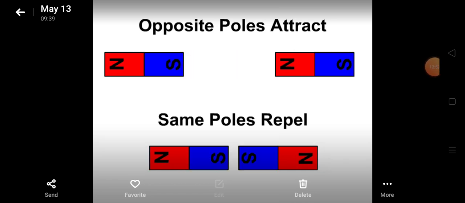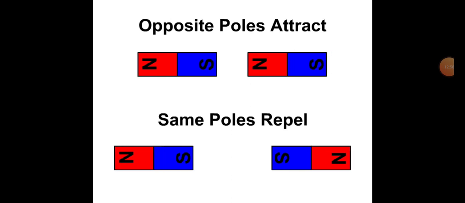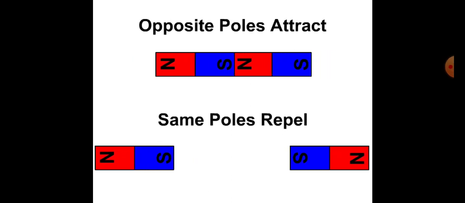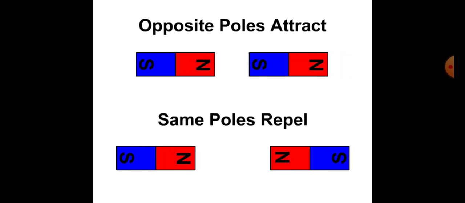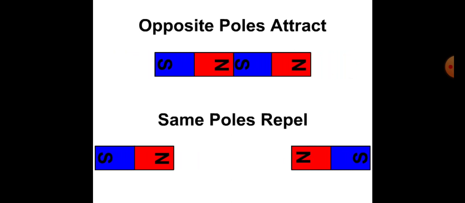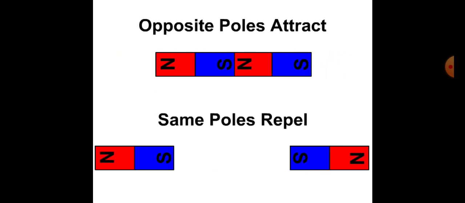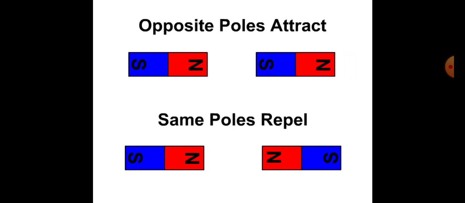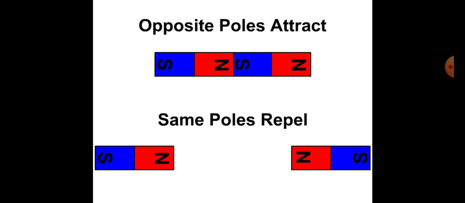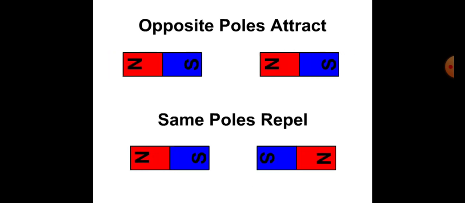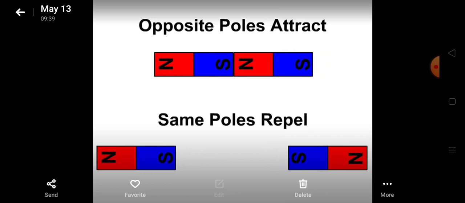So you can see how the opposite poles attract each other. As the south pole and north pole are brought close to one another, they start attracting each other, while the same poles repel. Whether you bring two north poles of two magnets or the south poles near each other, the similar poles or the like poles will always repel each other. So this is one important property regarding magnets. Opposite poles attract and same poles repel.